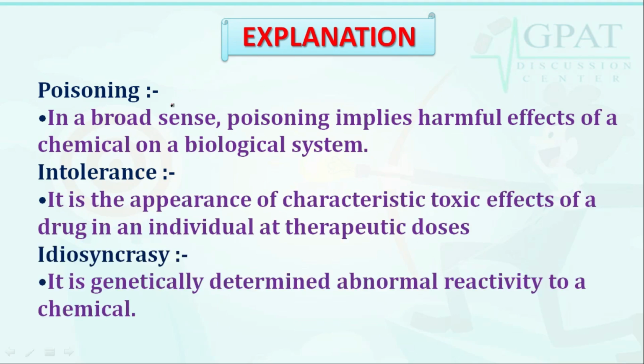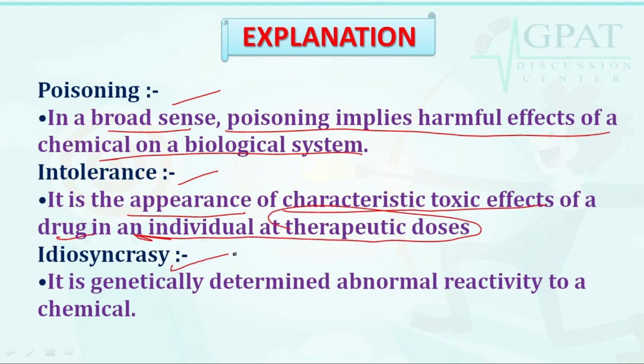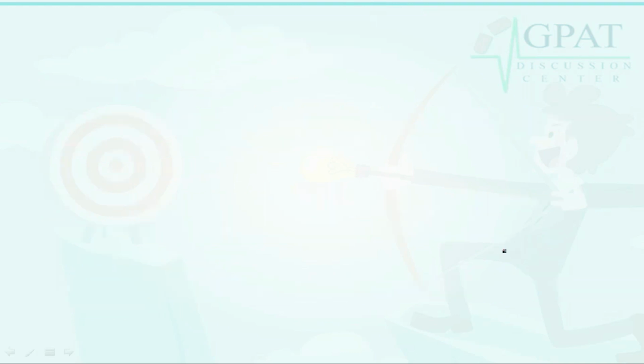First, poisoning, in a broad sense, implies harmful effects of a chemical on a biological system, whereas intolerance is the appearance of characteristic toxic effects of a drug in an individual at the therapeutic dose. And coming to idiosyncrasy, it is a genetically determined abnormal reactivity to a chemical. Means someone is taking aspirin, and if they are allergic to aspirin by birth, then it comes into the idiosyncrasy class.